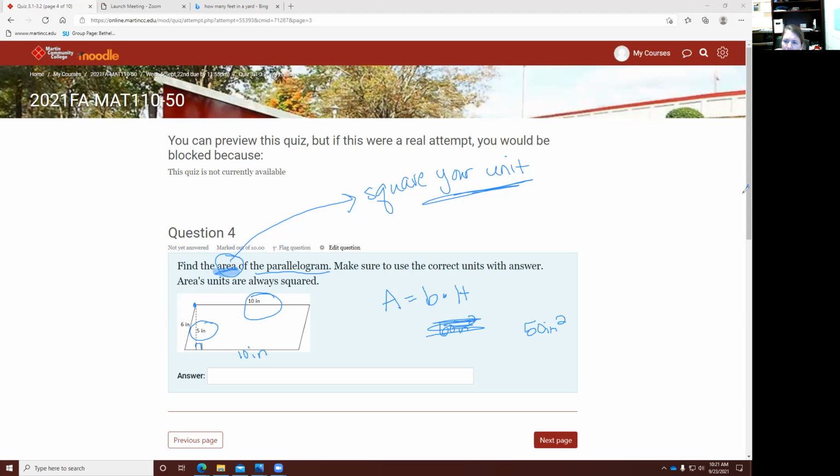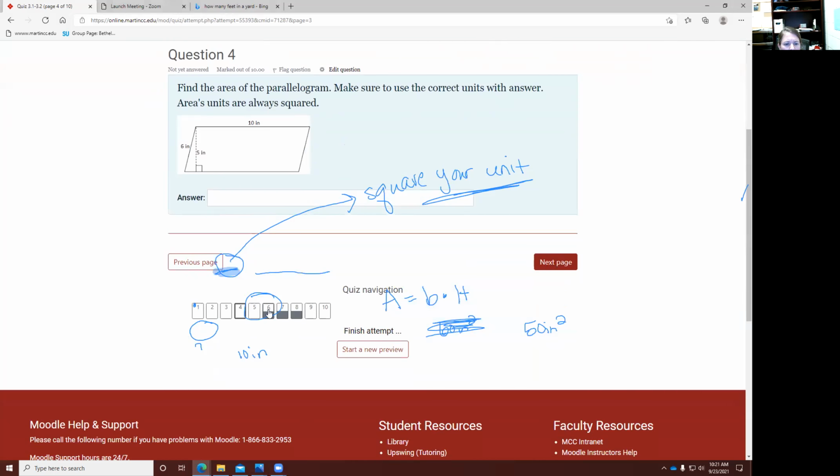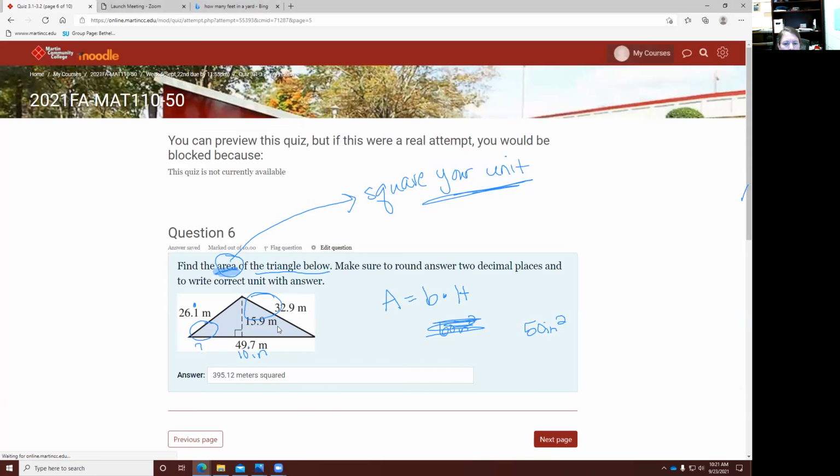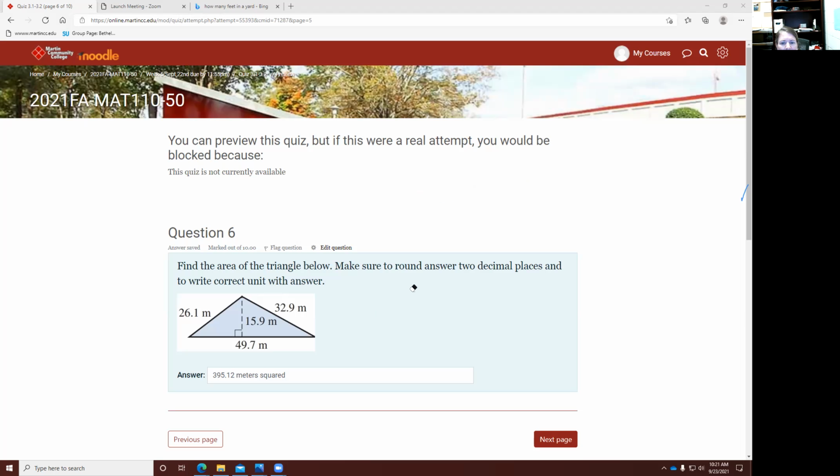All right, we're gonna go down to question 6 now. All right, let's erase this. Eraser. All right, this question asks for the area of a triangle. Again, we're talking about area here. So your answer should have been meters squared.